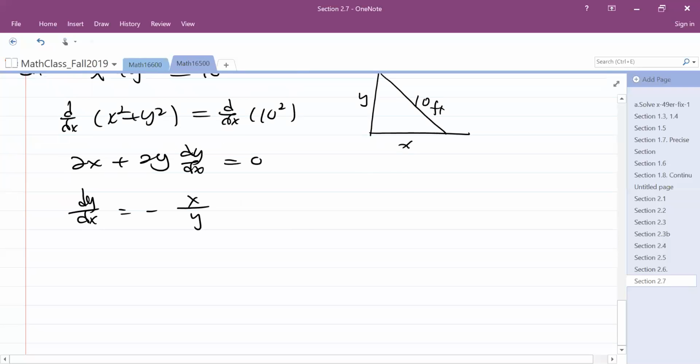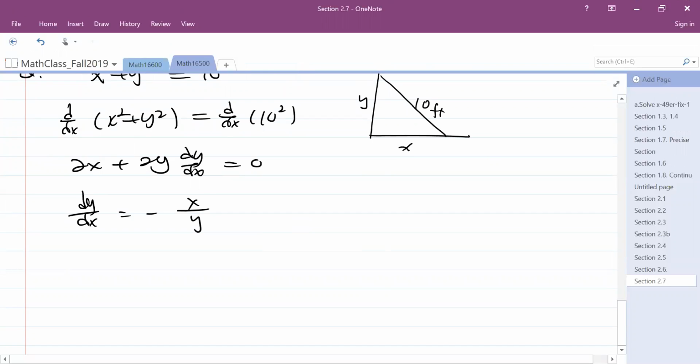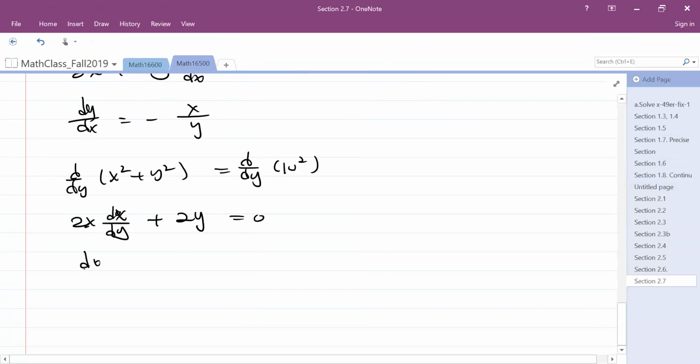Now I chose a simple equation so I can repeat the same procedure to find dx/dy. If you differentiate both sides with respect to y, what do you get? Be careful. The derivative of x squared with respect to y: x is a function of y, so it'll be 2x dx/dy. And this is just 2y. Then it equals 0. So dx/dy equals negative y over x.